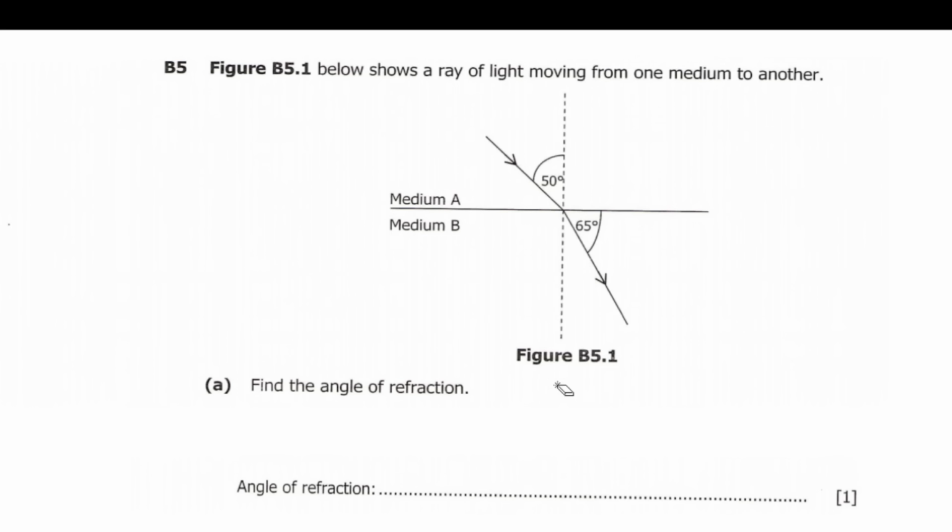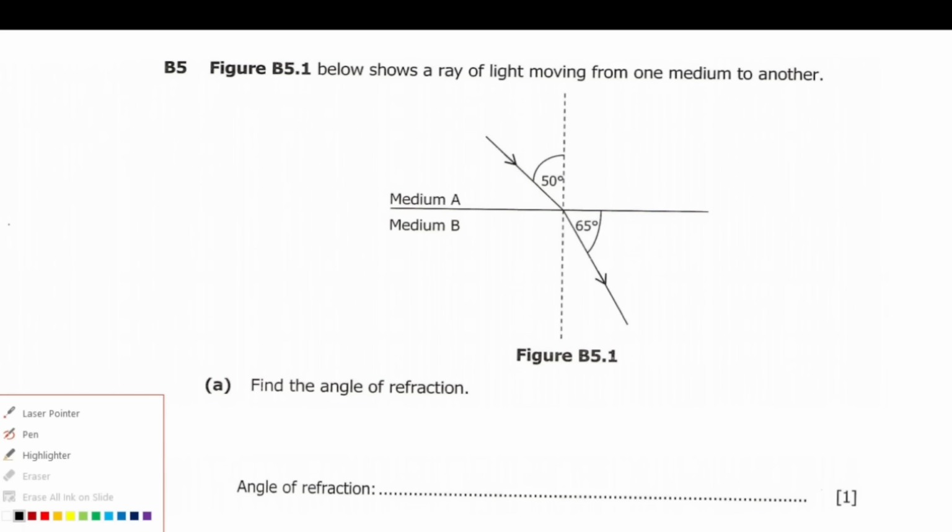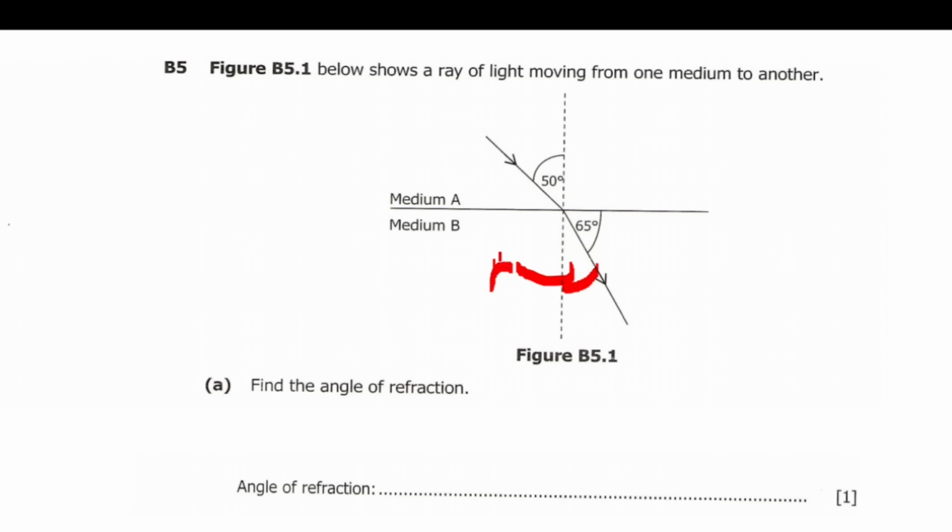All right, let's continue. B5 reads, figure B5.1 below shows a ray of light moving from one medium to another, medium A, medium B. A says, find the angle of refraction. What we know here is that the angle of refraction is the angle between the normal and the refracted ray. So this angle here is what we call the angle of refraction.